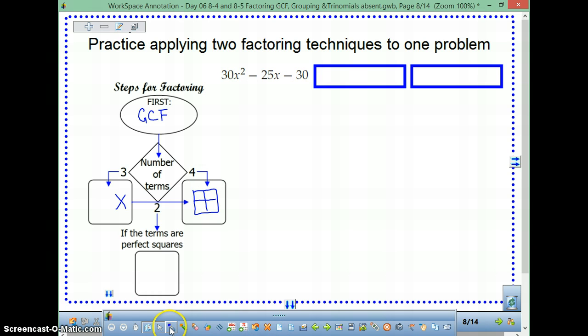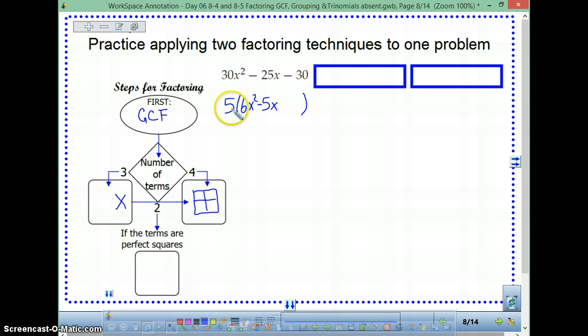Here's our polynomial. First step, always check, is there a greatest common factor that goes into all the terms? In this case, it's clear. It's easy with the 5s. There's a 5. So we ask ourselves, what do I have to multiply 5 by to get 30x squared? It would be 6x squared. What do I multiply 5 by to get negative 25x? Negative 5x. What do I multiply 5 by to get negative 30? It's negative 6. We are not done yet, though. This is our first factor, but this trinomial might still be able to be factored.